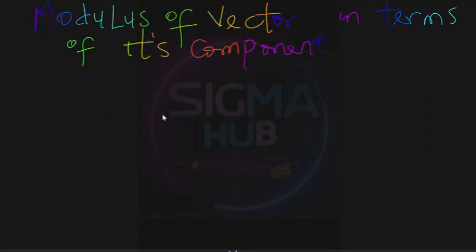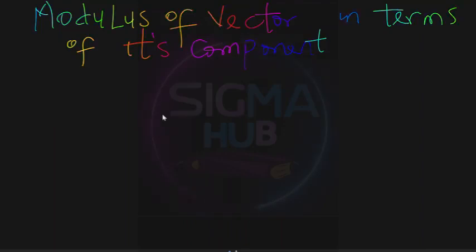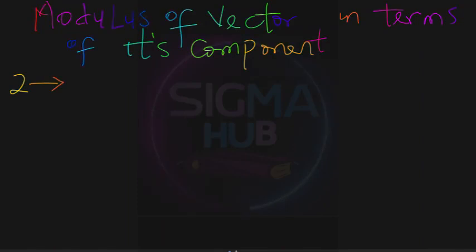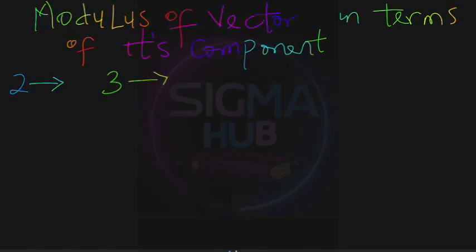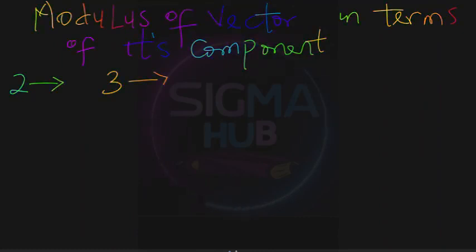Welcome, everyone. Today we are going to be looking at the modulus of a vector in terms of its components. We are going to be looking at two components and three components. But first and foremost, we need to look at what vector components look like, two components and three components.